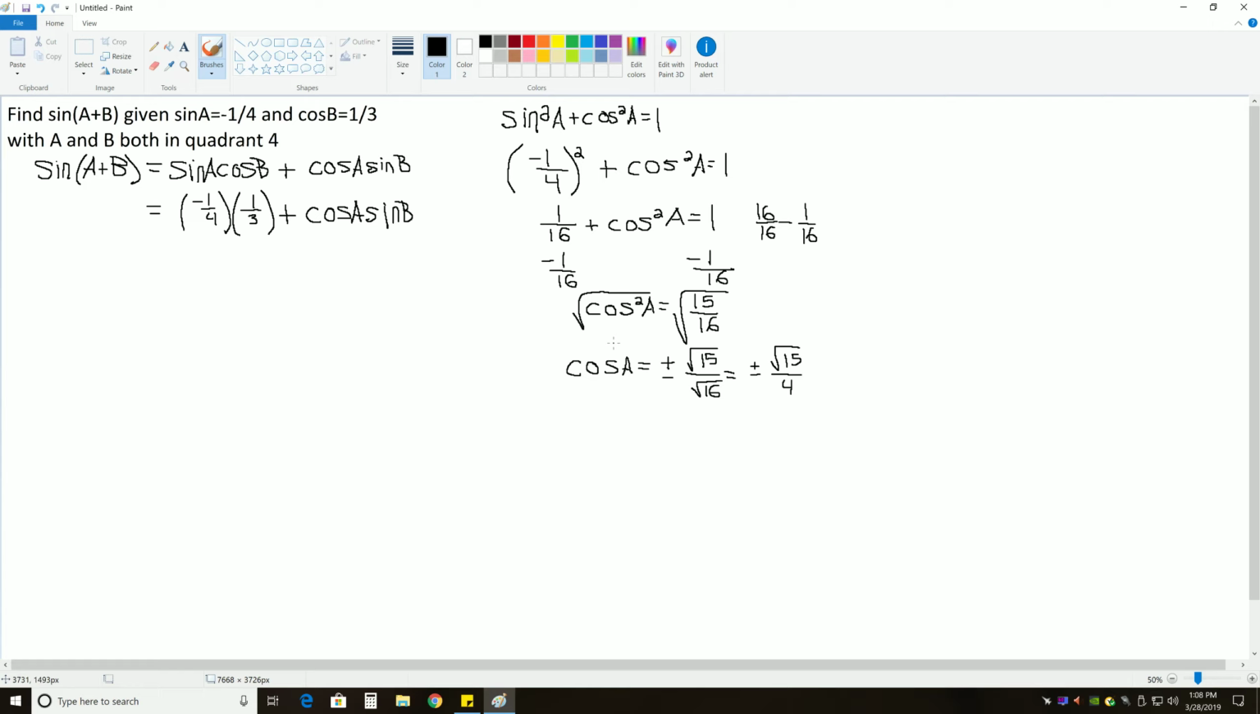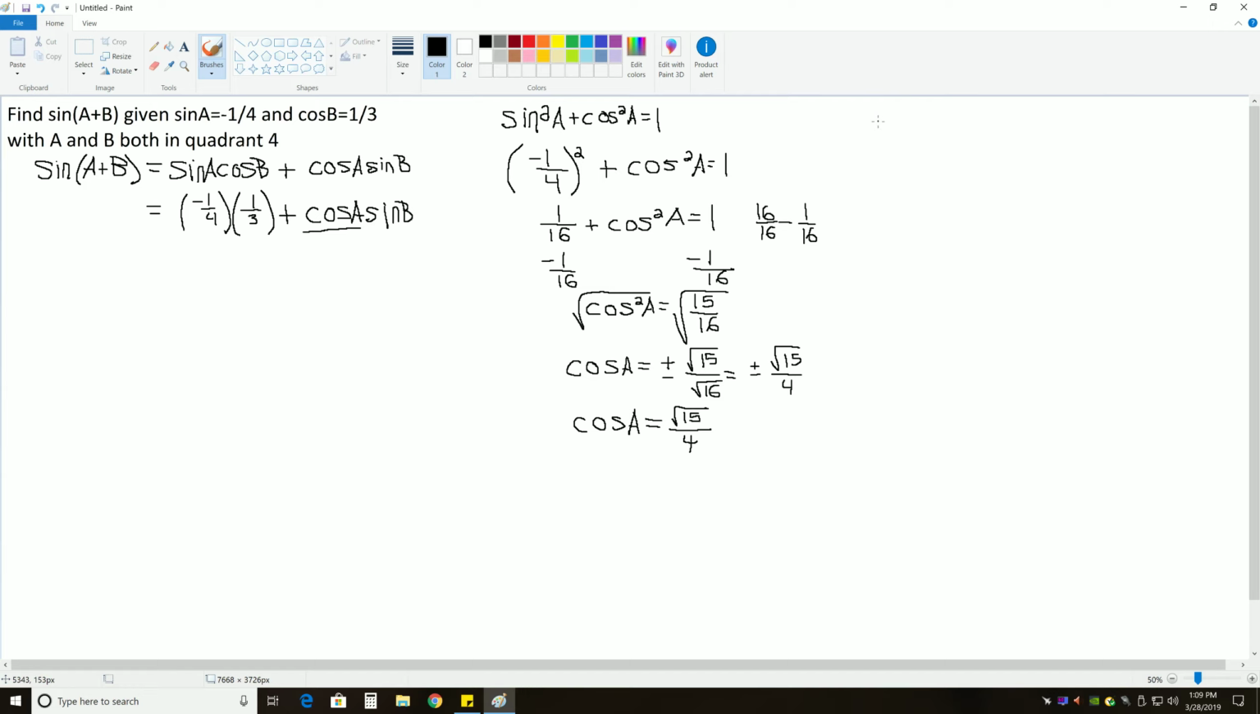And now the last thing we have to decide is whether it's positive or negative. So because we said angle A is in quadrant 4, cosine is positive, so we'll finally say cosine of A equals the positive square root of 15 over 4, which gives us our first trig function value that we were looking for. Now we can look for the second one, sine of b. And we're going to do the exact same process.